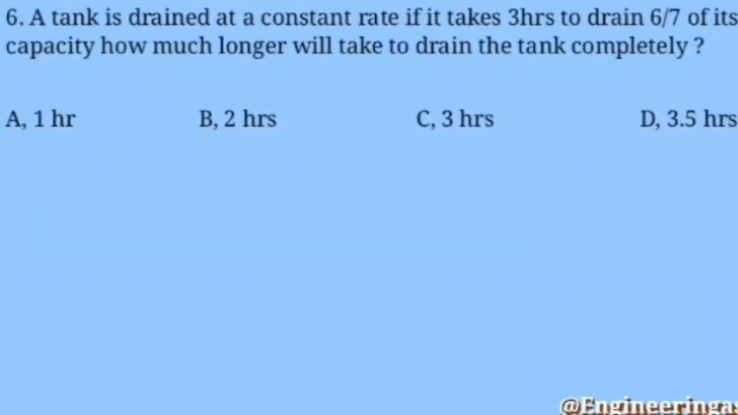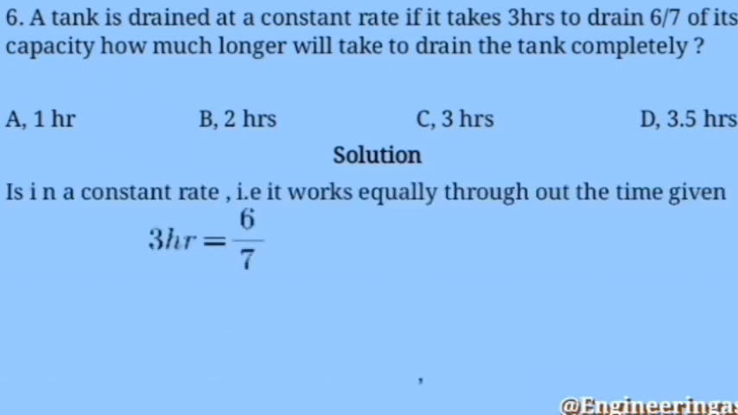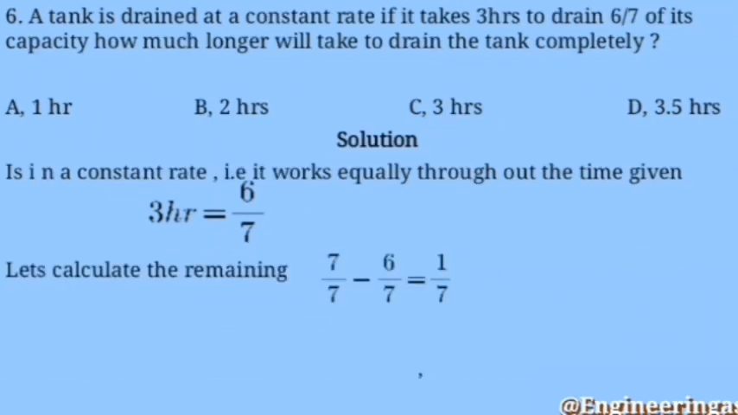Okay, a tank is drained at a constant rate. If it takes 3 hours to drain 6 over 7 of its capacity, how much longer will it take to drain the tank completely? It takes 3 hours to drain 6 over 7 of its capacity, then how much time will it take to drain the tank completely? Okay, it's a constant rate. 3 hours equals 6 over 7. This is given data.